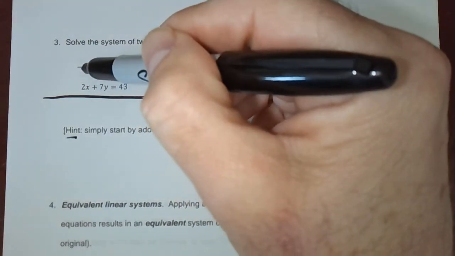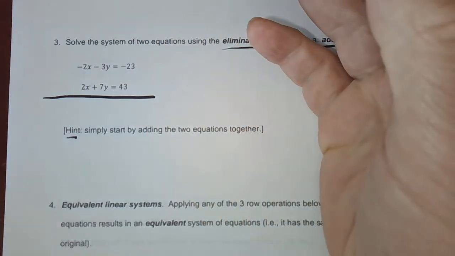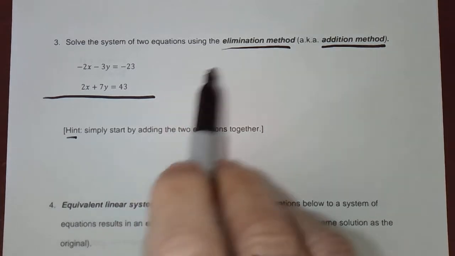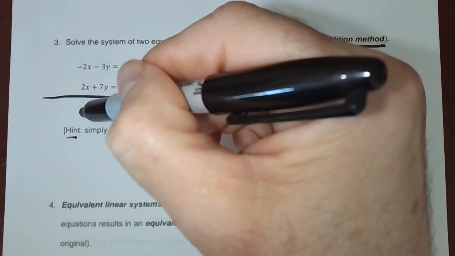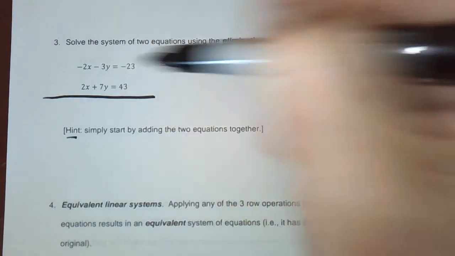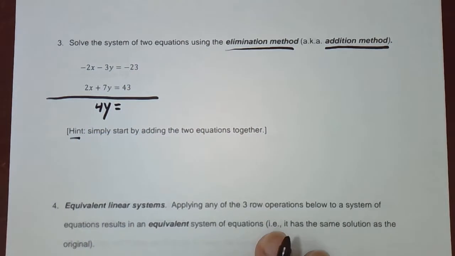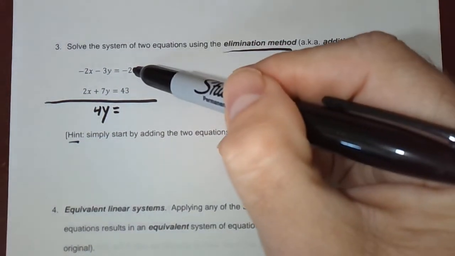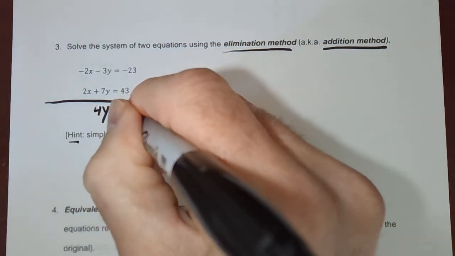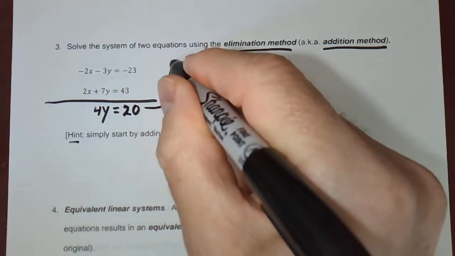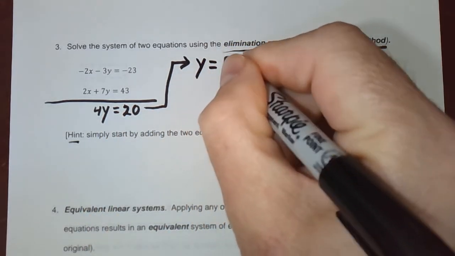And since the coefficients are opposite for the x's, when we add them together, we're going to get 0. So the x's will drop out. We've eliminated the x's. So add that column, we get a 0. Add negative 3y to 7y, and we get 4y equals, and then the right-hand side just adds up to, let's see, 43 minus 23 is 20. So that means by dividing both sides by 4, we get y equals 5.